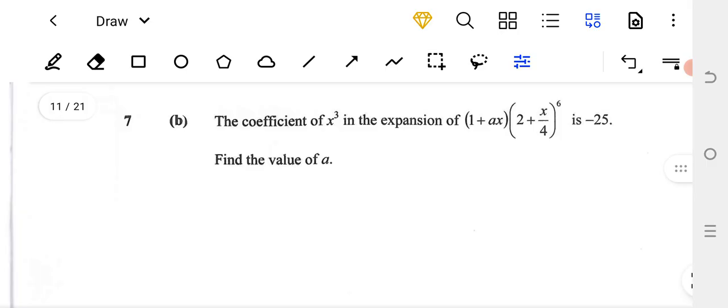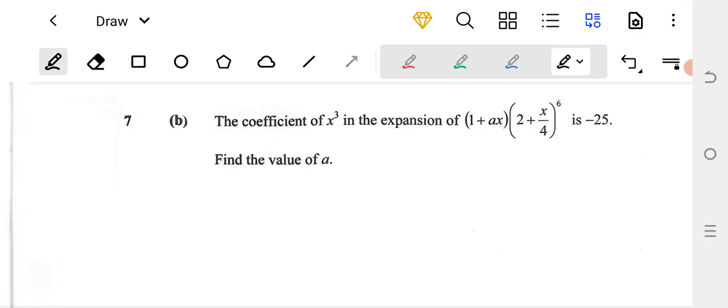And then here for 7b, they are saying the coefficient of x to the power 3 in the expansion of 1 plus ax multiplied by 2 plus x over 4 to the power 6 is negative 25. They want us to find the value of a. So here, the way we should think is that the highest power we should reach is the power 3, because they're saying the coefficient of x to the power 3.